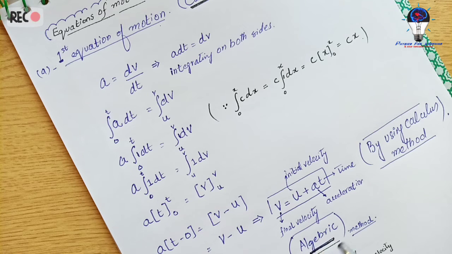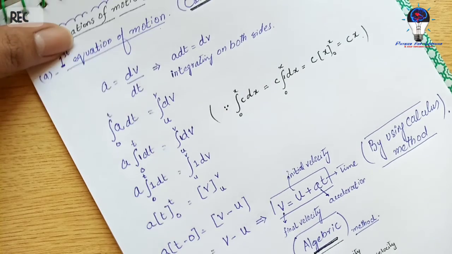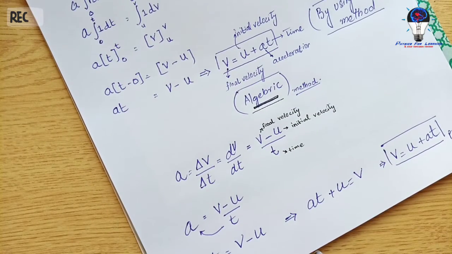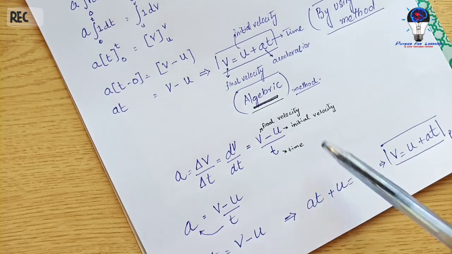Now by using the algebraic method it is quite simple. By using some steps you will prove it. This is the algebraic explanation.